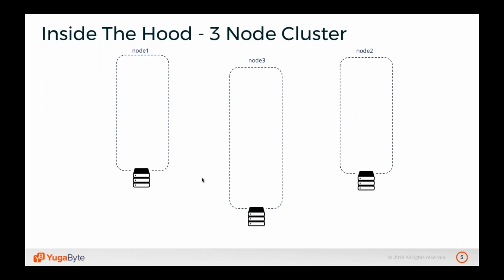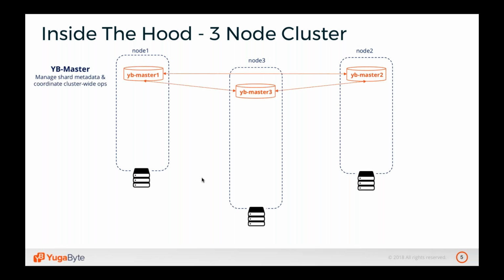Okay, so let's look real quick at how you would deploy Yugabyte without Kubernetes, and then we'll map that into how you would do it with. Let's say you had 3 nodes, node 1, node 2, and node 3. You first deploy the Yugabyte master, which is a coordinator. It's a background metadata service that keeps the shards, and coordinates cluster-wide operations like creating a table or taking a distributed backup.